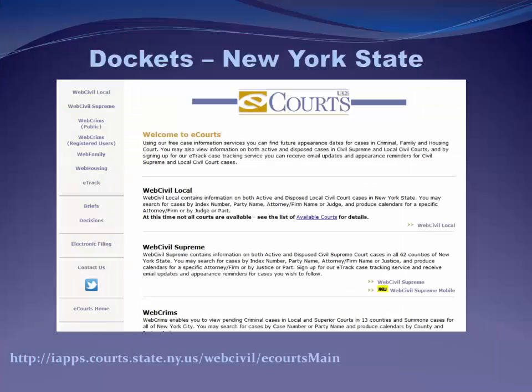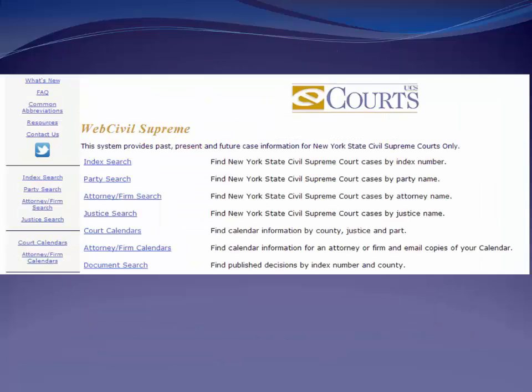You can access dockets that are filed with the New York State Courts from the New York Courts.gov website. The URL is right there on the slide. And from the landing page, you would first need to select the appropriate courts to search. So here I'm going to select Web Civil Supreme. Click on that link, and then it brings up this page.